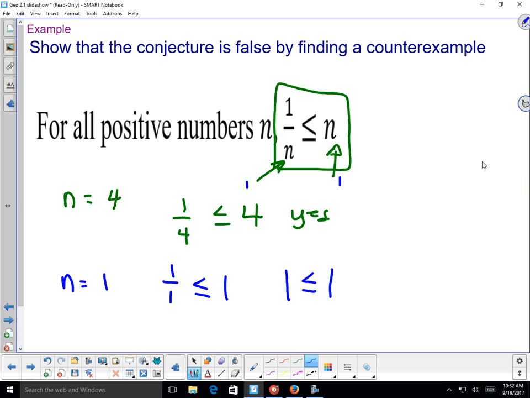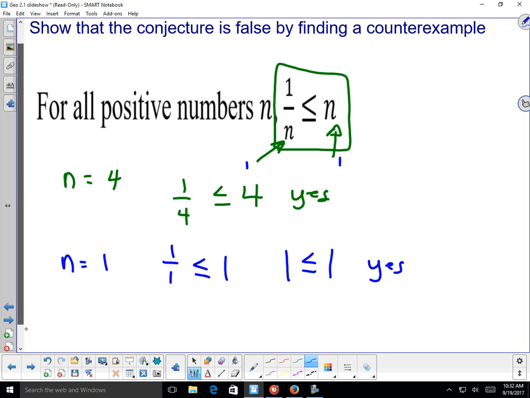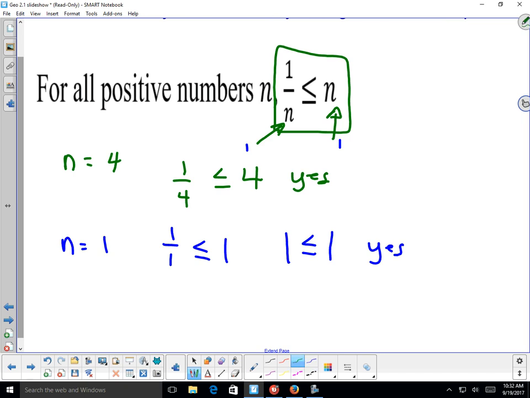Is that true? Well, actually, 1 is less than or equal to 1 because it's got the equals part, so that's true. So that's not a counterexample. Let's try another one. What if we pick something that's got to be a positive number, but they didn't say here that it had to be an integer. What if we took a fraction like 1/2?